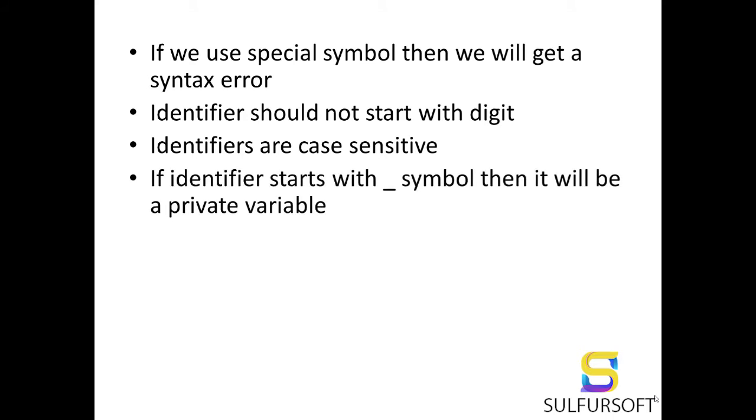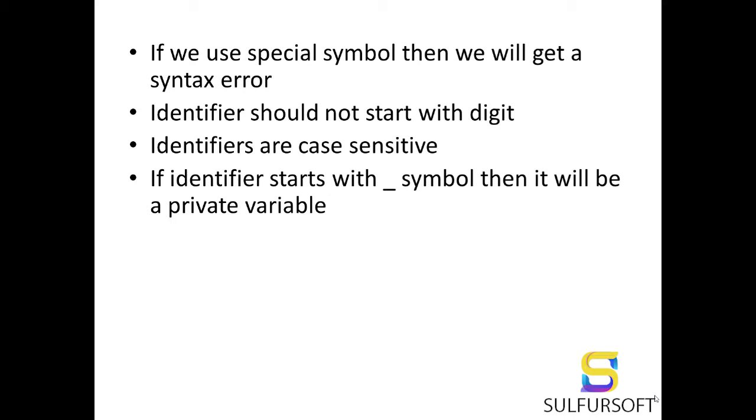In Python, if an identifier starts with an underscore, then it has some special meaning. The special meaning is that it is a private variable. What is a private variable? What is a global variable? What is a public variable? We will discuss these in upcoming videos.